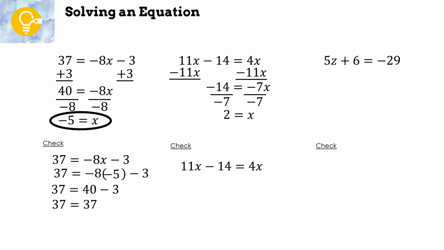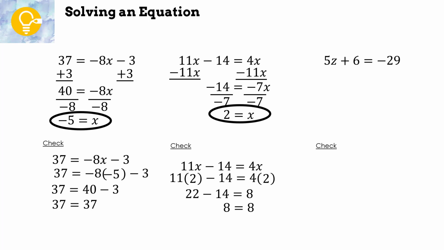So I'm going to rewrite my original equation. Now remember to put 2 in for all of your variables, for all of the x's. 11 times 2 is 22. 22 minus 14 is 8. Woohoo! We did it again. Let's look at the last one.